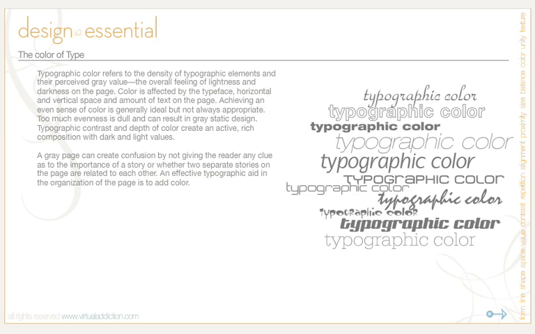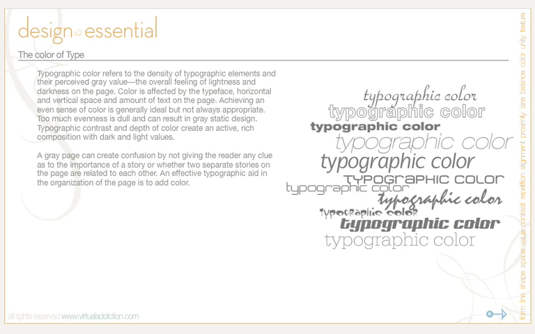Let's take a look at how type can actually create color on your format. Typographic color refers to the density of typographic elements and the perceived gray value. This is the overall feeling of the lightness and darkness on the page. Color is affected by the typeface, horizontal and vertical space, and the amount of text on the page.